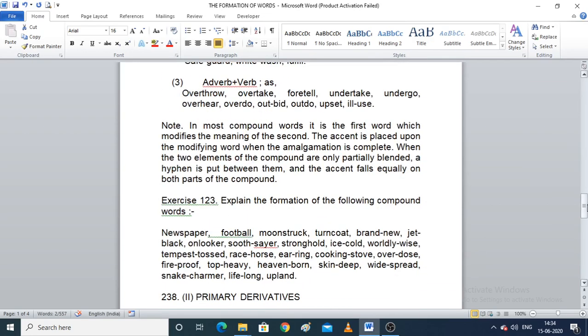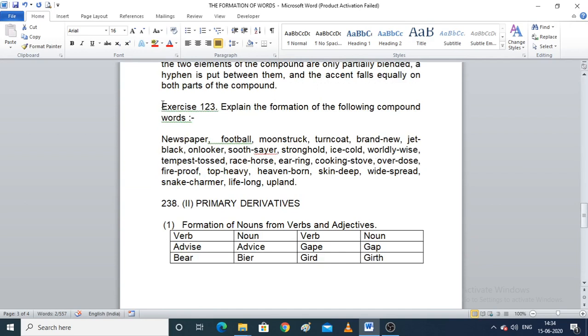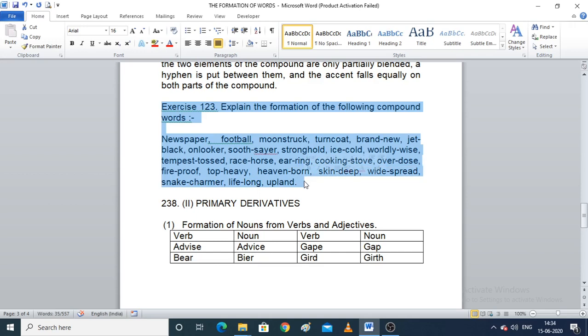Okay, students? Now, this is an exercise for you all. Pause this video, take out a pen and paper and write this. I will explain what you have to do. Just now I told you about the formation of words, which could be noun plus noun, adverb plus noun, verb plus noun, adverb plus verb, and so on. You need to see all these words and write which combination they follow.